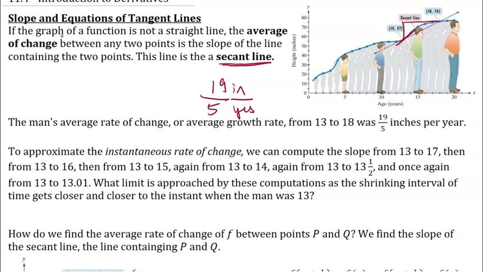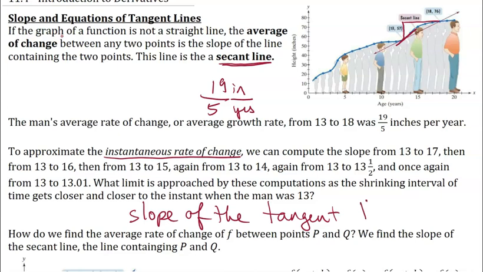Likewise, we could pick points from the other side. We could say from year 12 to 13, from 12 and a half to 13, from 12.75 to 13. And again, we have the same idea that we talked about with limits in the previous section, where we get closer and closer and closer to just at that instant. So when it says what limit is approached by these computations as the shrinking interval of time gets closer and closer to the instant, really it just means we are getting closer and closer to an instantaneous rate of change, or in terms of the graph, we'd call that the slope of the tangent line.